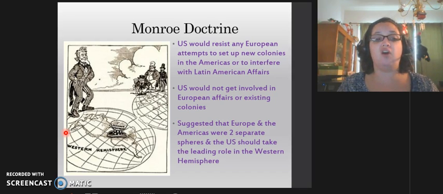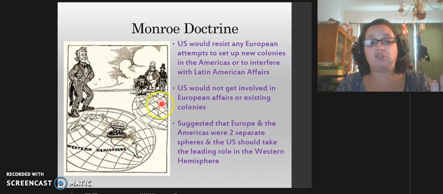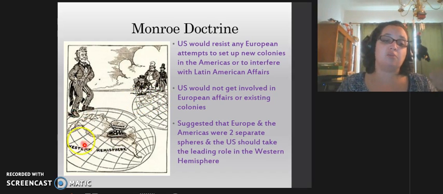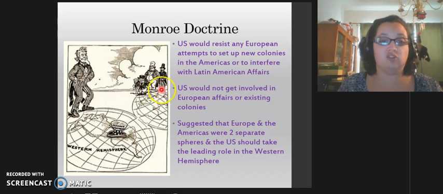Or if they get involved in countries that are independent, especially in this area, Latin America down here, then we're going to get involved. But basically, if you stay on your side, which is over here, we will stay on our side, which is over here, and we will not get involved in your affairs. So if they want to take over areas over here, go for it. But the Americas are off limits.